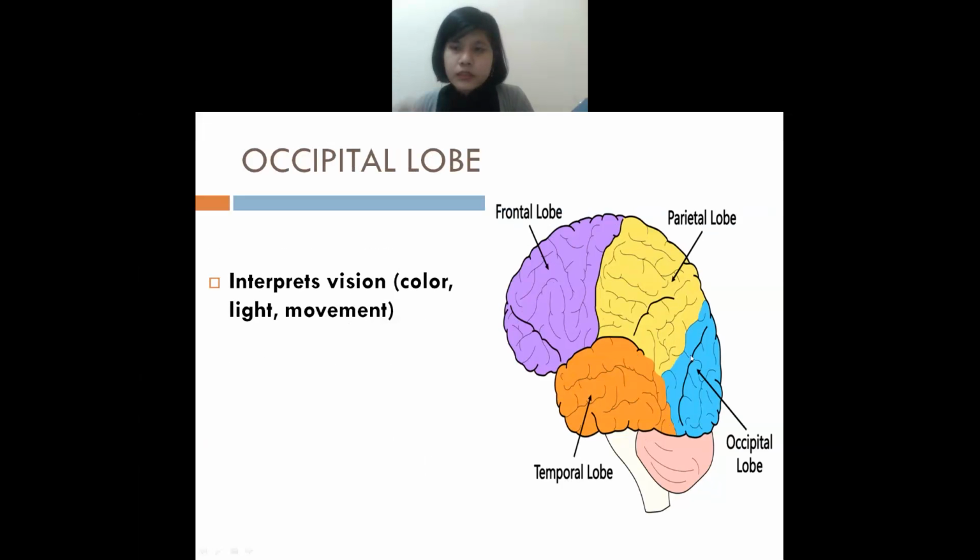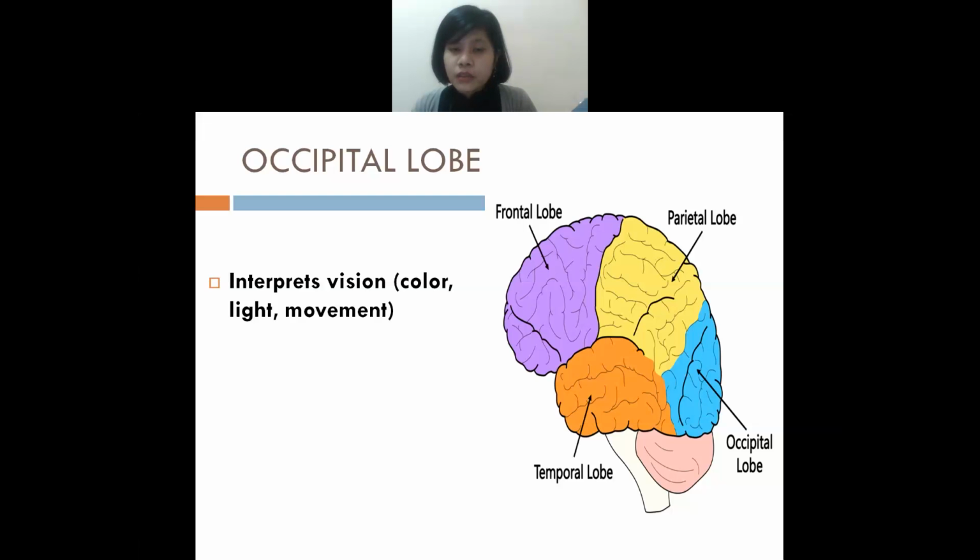Next is occipital lobe. So your occipital lobe is here at the back one. So the occipital lobe helps you in what? The occipital lobe helps you in interpreting vision. Interpreting vision means you'll be able to know the difference between the objects and the things, whatever you are observing. Say for example, color. You will be able to know the difference in the colors. For example, this is purple, this is yellow, blue, orange. So how am I able to know the different colors? Because of the occipital lobe.